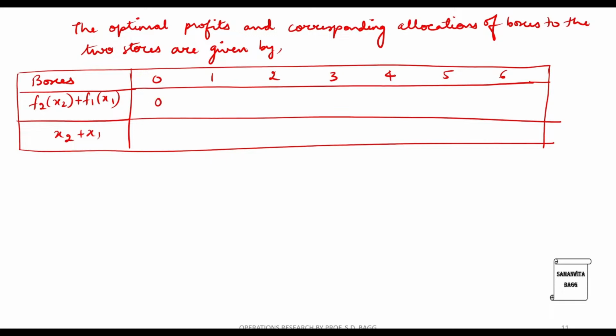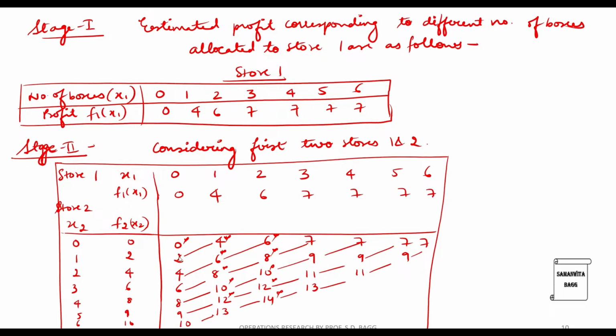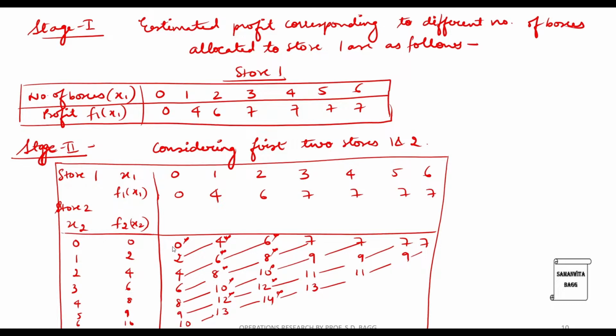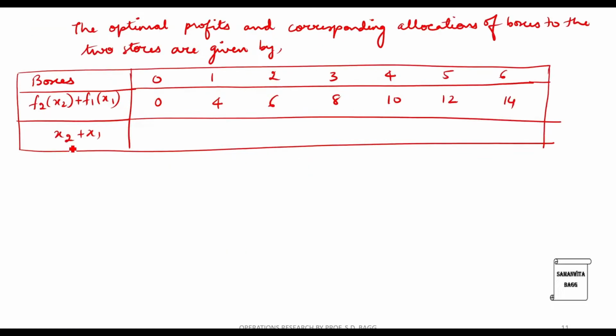Here the value was maximum. Here I'm writing the maximum value. So for the first one it is 0, second 4, third 6. So I'll write down the values correspondingly. And finally I will write down what is the value of x1 plus x2 at this position. So x2 is 0, x1 is 0. For the second value, x2 is 0, x1 is 1. See to it that you write x2 plus x1 in that order. So here my stage 2 completes.